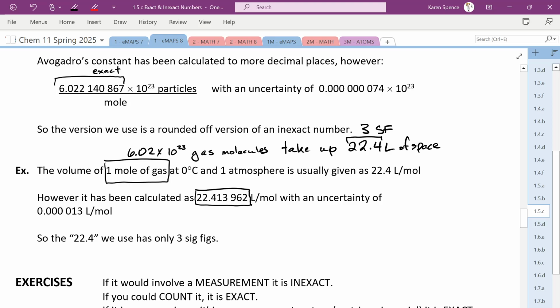Someone has to measure it. Everything has. Well, I don't have to measure 10 fingers, I just count. 3, 4, 5, 6, 7, 8, 9, 10. Counting is different from measuring. So counting is exact and measuring is not.